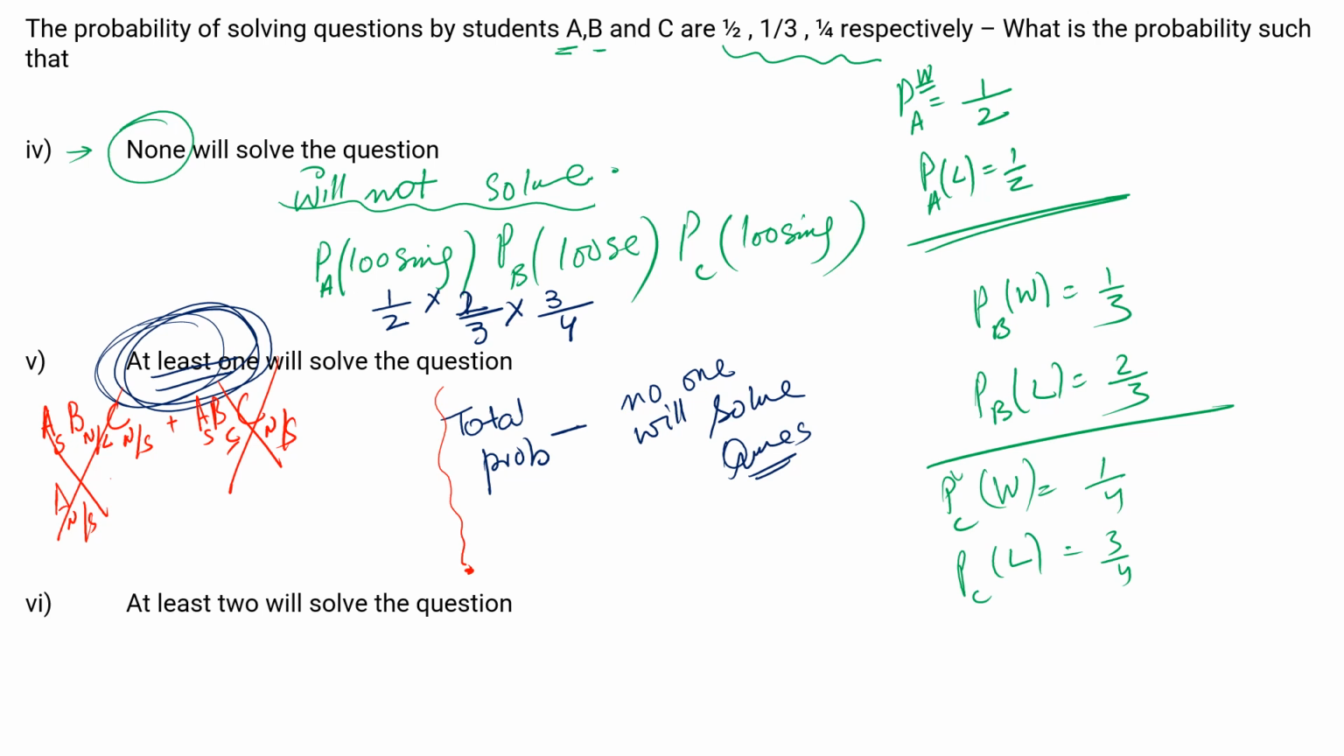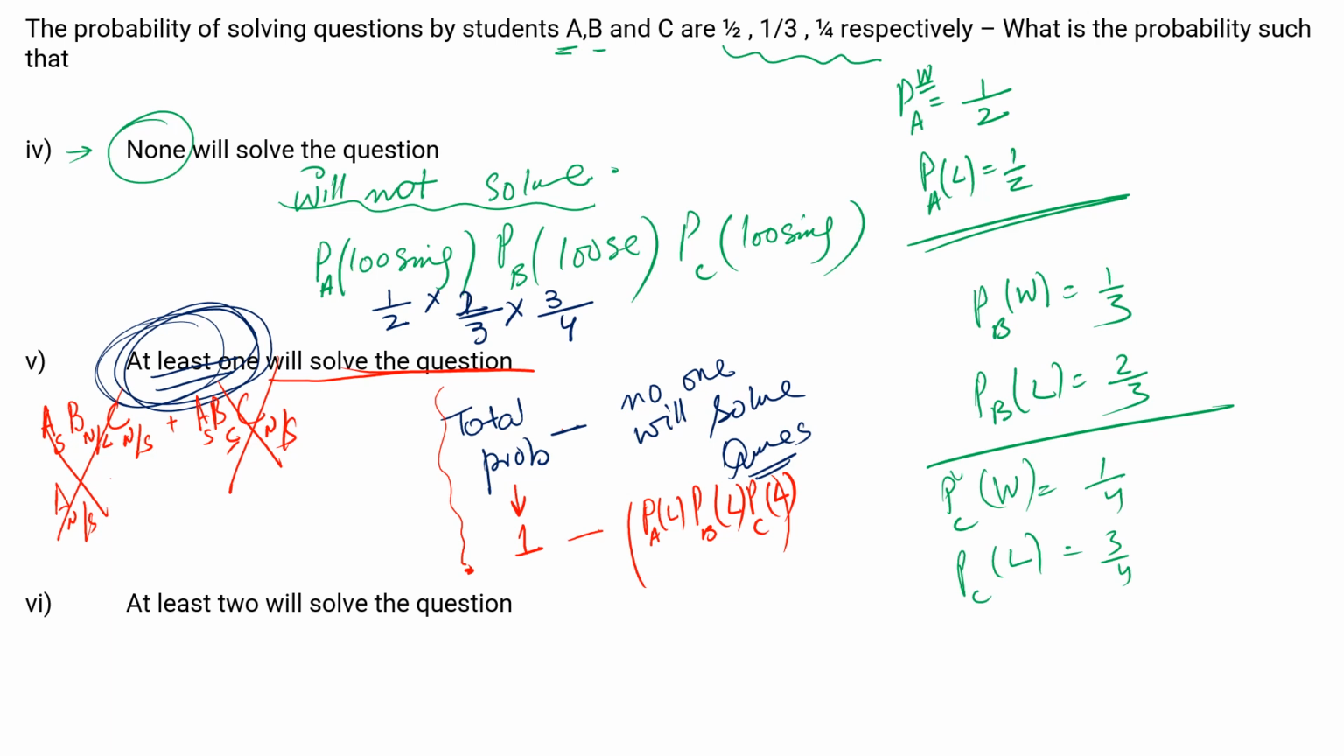So remember that whenever at least one scenario comes, you have to take the total probability minus none of that situation happening. It means at least one will solve the question, so you will say no one will solve the question. I just told you that the total probability is either 1 or 100%. So 1 take away no one will solve the question. No one will solve the question means A will not solve the question, B will not solve the question, and C will also not solve the question.